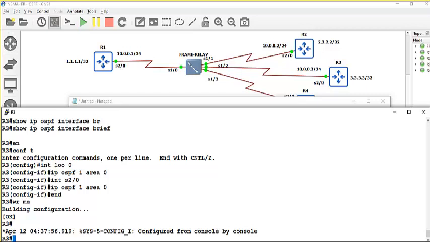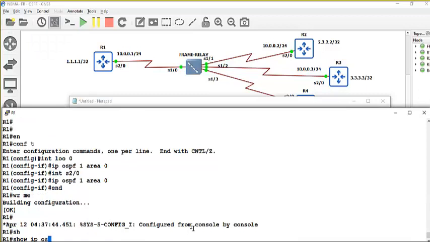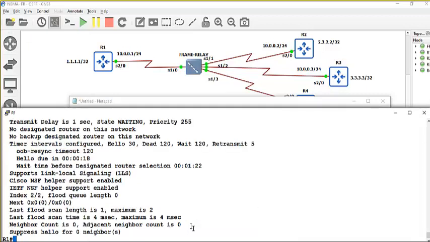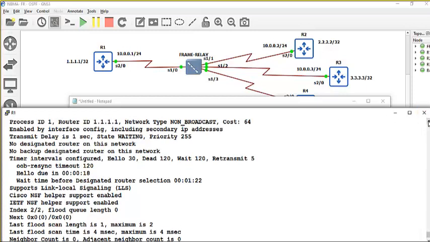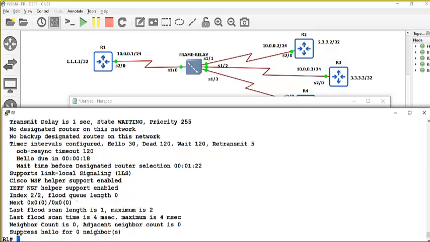Again, you won't have a neighbor because the default is what? Non-broadcast. Let me show you again. Show IP OSPF interface serial 2/0. When it is non-broadcast, it cannot form a neighbor. So we will not find a neighbor.